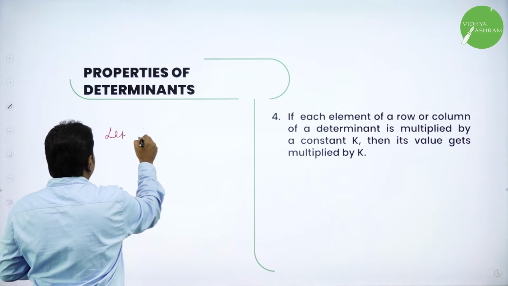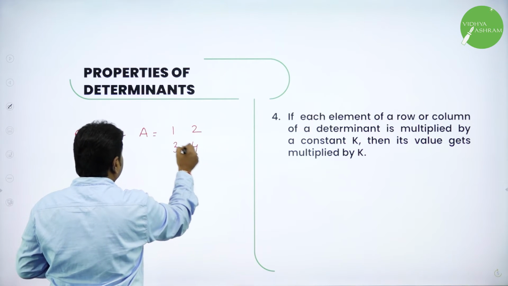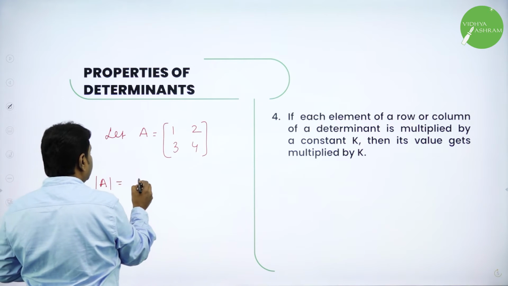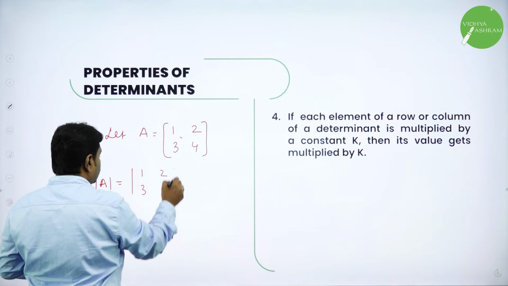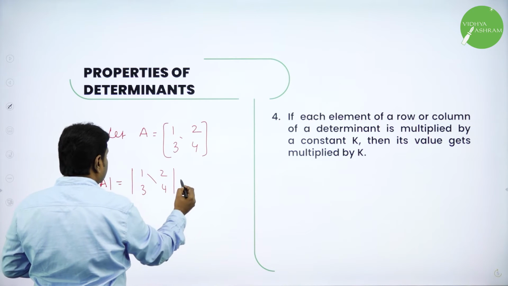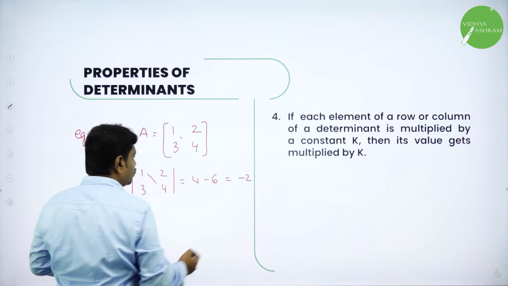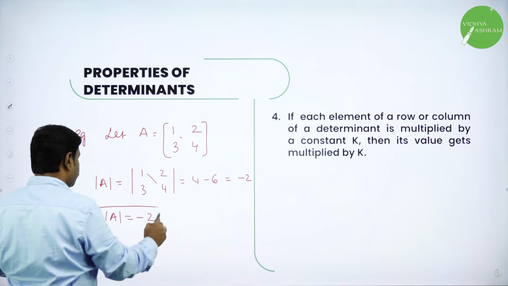Let A be the matrix 1, 2, 3, 4. It is a simple matrix, and I will find its determinant. What is det A? Determinant A is |1 2; 3 4|. Expanding this, you get 1 times 4 is 4, minus 3 times 2 is 6, which gives minus 2. So determinant A is minus 2.